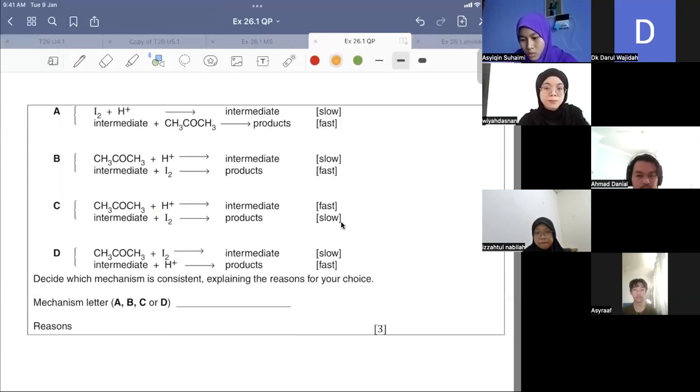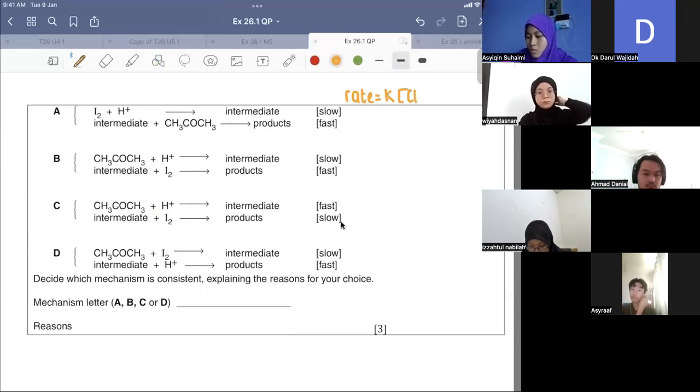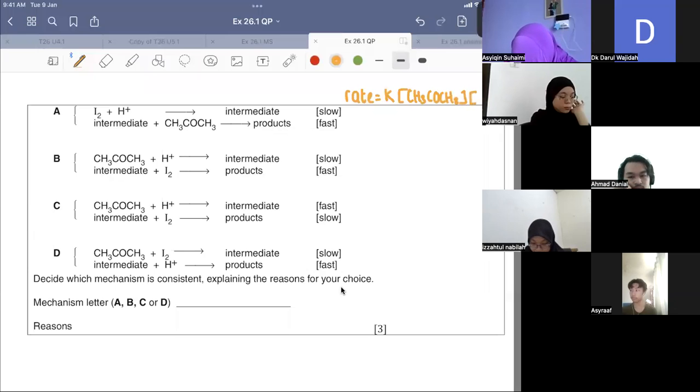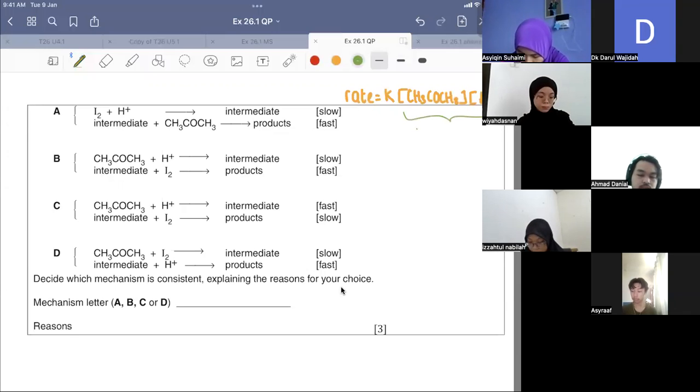So you want to choose which one, A, B, C, D, is the correct mechanism that matches with your rate equation. So just now our rate equation was k times by propanone times by the concentration of H plus. So that means our slow step or rate determining step must show propanone and H plus.